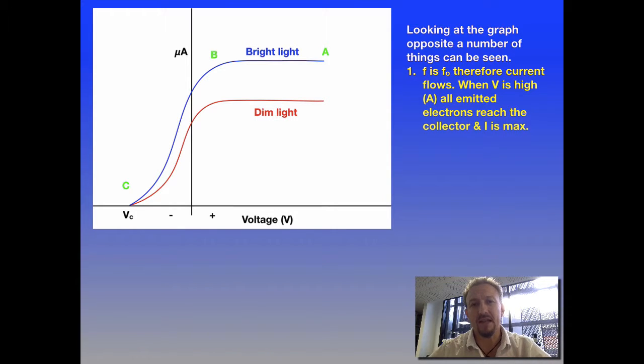The result is the electrons will flow from the cathode to the anode, generating a current. This is if the voltage is in a specific direction. Remember, in this case we're presetting it so that the cathode is losing electrons, the anode is accepting the electrons. There's our potential difference, and the result is the current flows.